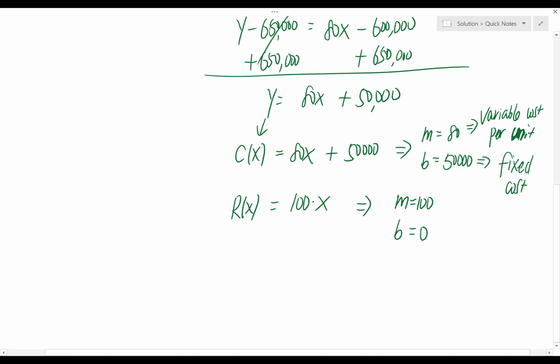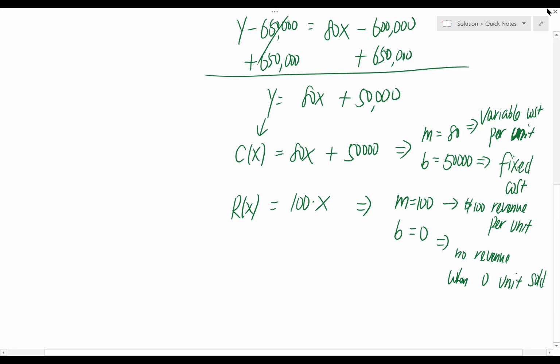Okay, but the slope here indicates... this is what we call the rate. The slope means $100 per unit, meaning you get $100 of revenue per unit. And b equals 0 here indicates no revenue when 0 units are sold. There's no sales, no revenue. Okay, and we interpret both the slope and y-intercept here for revenue.